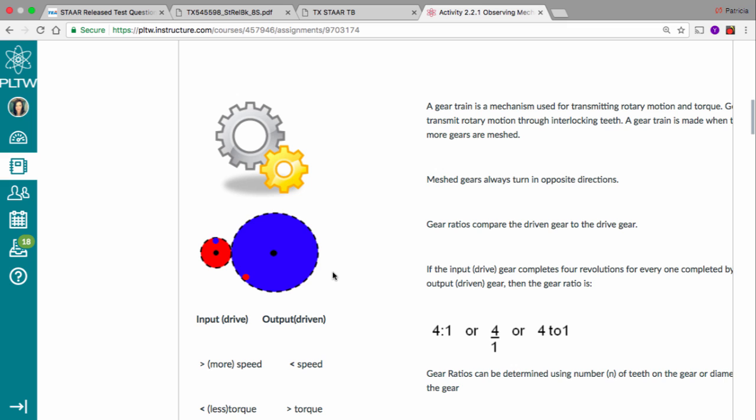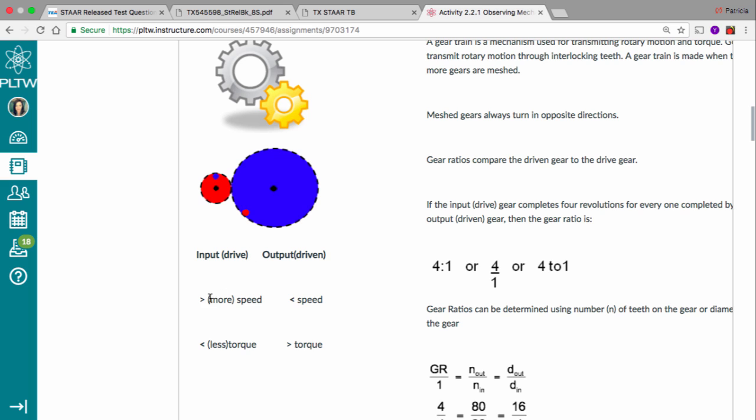So if the input drive gear completes 4 revolutions to every 1 revolution of the output driven gear, then we say the gear ratio is 4:1 or 4/1. And what that means is, notice how this first one, which is our input, is smaller. So it makes sense that this input is actually going to make 4 complete revolutions to this 1 revolution of our output. So that's why we switch it. We put our output before it.